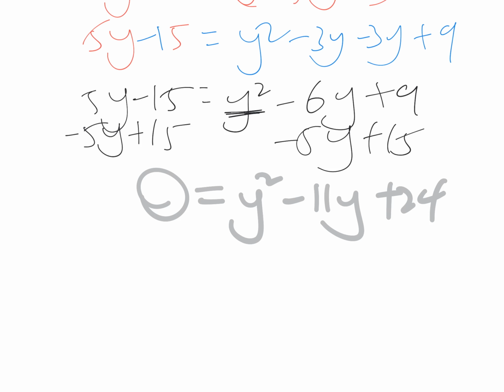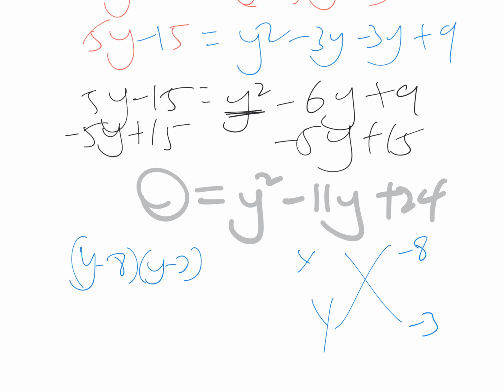Let's do that big X. y times y. I think this is going to be minus 8, minus 3. So (y minus 8)(y minus 3) equals 0. So y equals 8 or y equals 3.